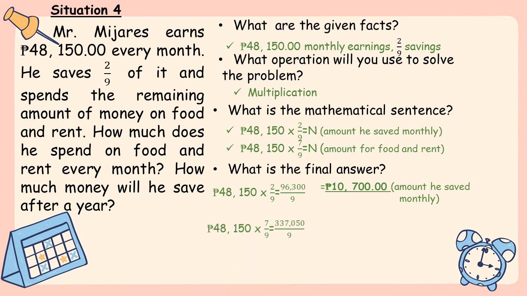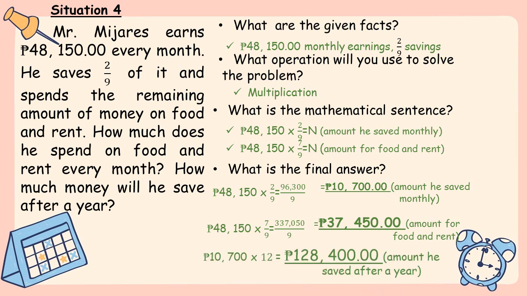Then the next thing that we are going to find out would be the amount that Mr. Mijares spends for food and rent, which is 7/9 of his earnings. So we have it here, 48,150 pesos times 7/9 is equal to 337,050 over 9. We got that by multiplying the numerator 7 to the whole number, and then you just divide it by 9. You'll get a product or an answer of 37,450 pesos. And that is the amount that he spends for the food and rent.